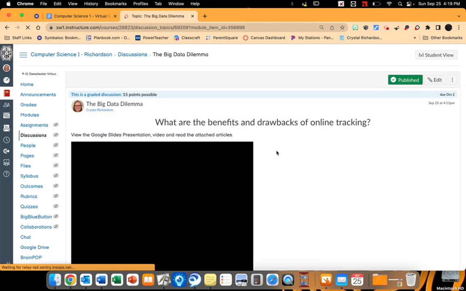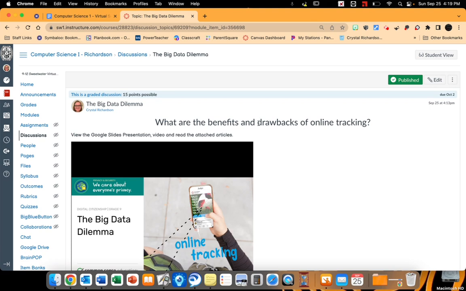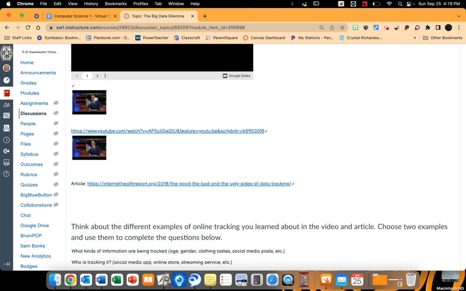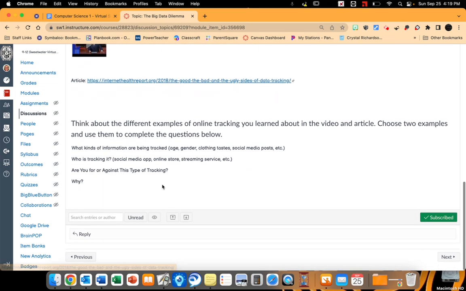And then right here is the big data dilemma. And the question is, what are the benefits and drawbacks of online tracking? So there's a quick Google Slides presentation. It's not very long. There is a video for you to watch and then an article for you to read. Now, to get full points on the discussion board, you have to answer each one of these questions in your initial post, and you have to reply to at least two classmates by October 2nd. If you are not getting those responses in, there's going to be an issue with that.